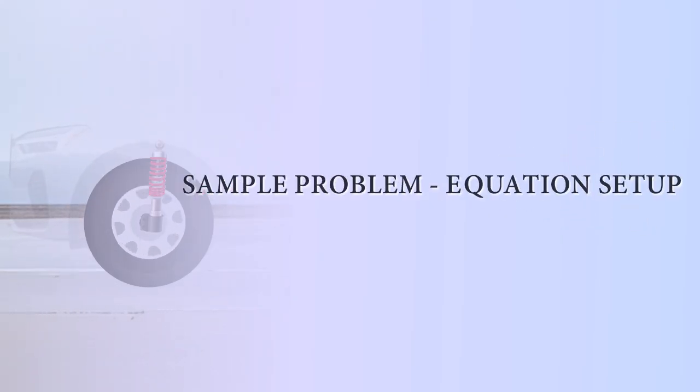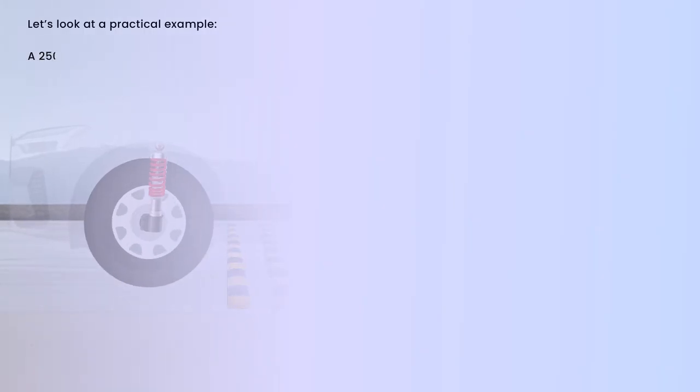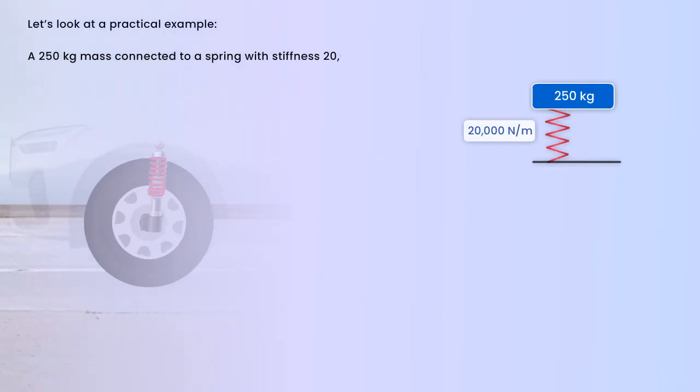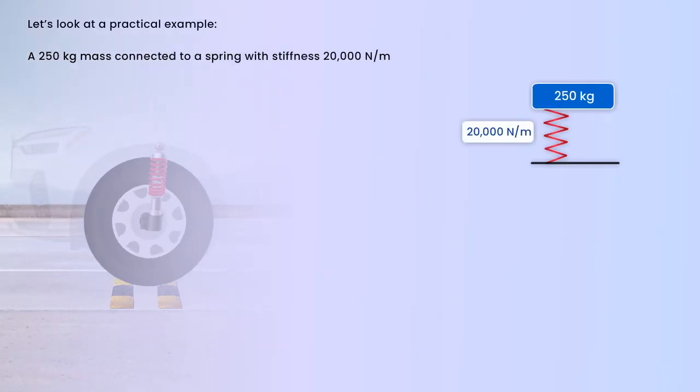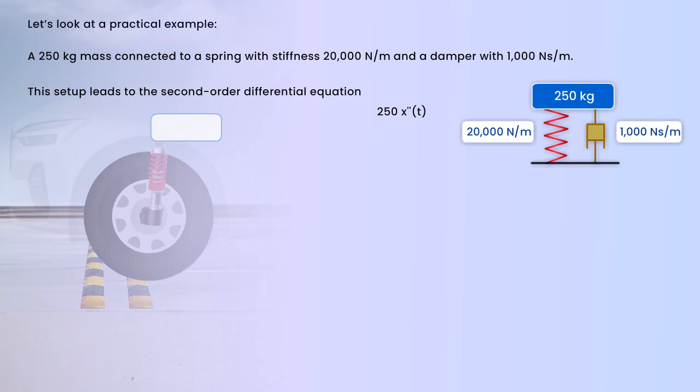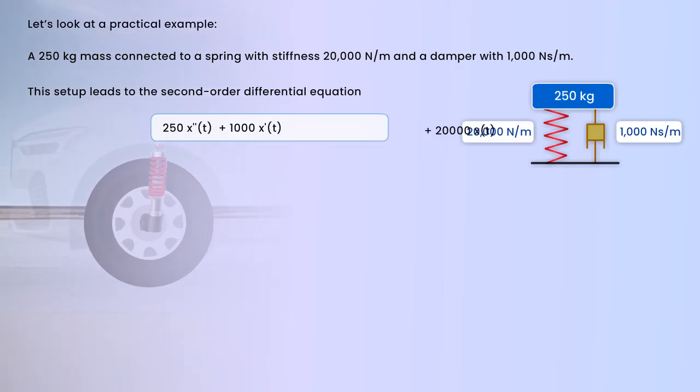Sample problem equation setup. Let's look at a practical example. A 250 kilograms mass connected to a spring with stiffness 20,000 N/m and a damper with 1000 Ns/m. This setup leads to the second-order differential equation.